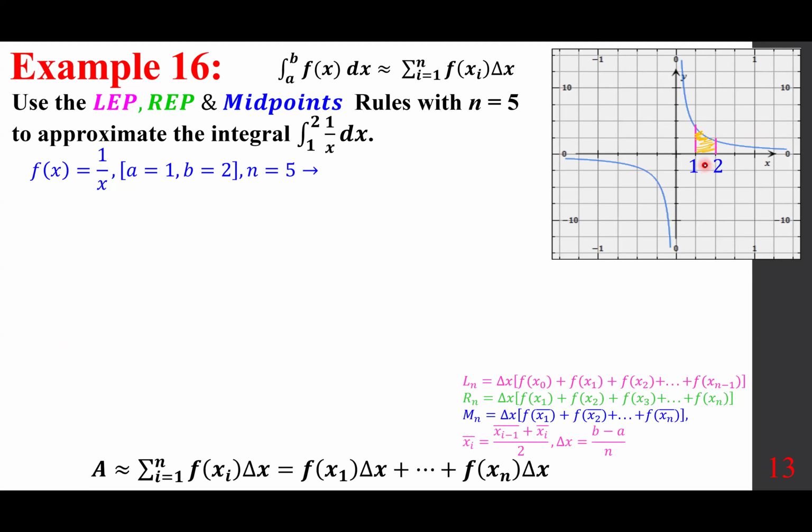So we cut this into so many pieces. How many? They said 5. So delta x is (b minus a) over n, 2 minus 1 over 5. So 1 over 5 or 0.2.